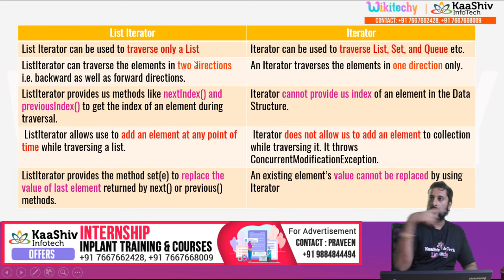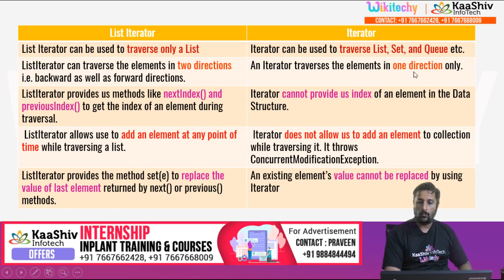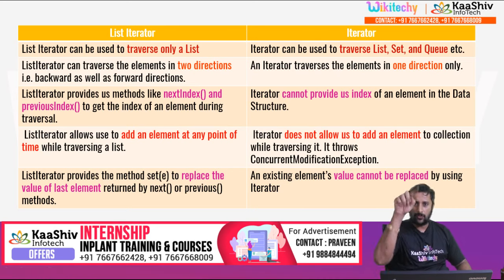List iterator can traverse in two directions, and iterator in only one direction. Next index and previous index are used to move to the next and previous elements, which iterator cannot provide, as it cannot give us indexes of an element. List iterator allows you to add an element at any point of time, we are able to add anywhere. Iterator does not allow us to add an element to a collection while it's traversing. List iterator can replace the value of the last element, but with iterator values cannot be replaced. So this is the difference. You may ask me, what is a list iterator? It's a for loop in the form of a list. That's it. So you are able to understand it, right?